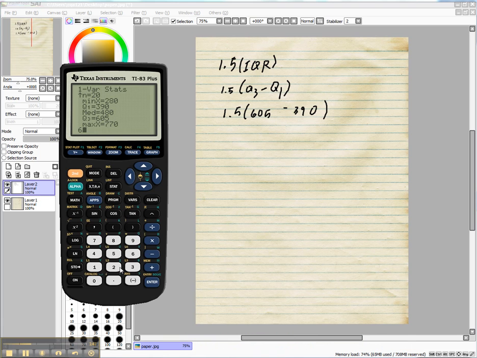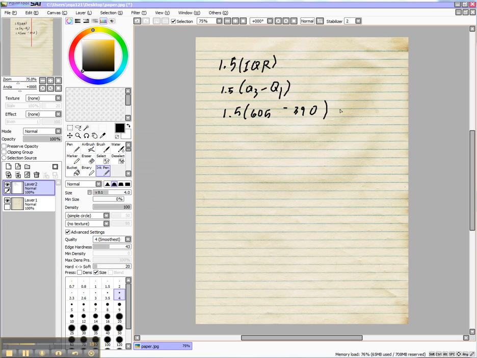605 minus 390 and times 1.5. This is equal to 322.5. What does this number mean? Well, what we have to do is add this to our third quartile, and we have to subtract it from our first quartile. Right, you guys remember?